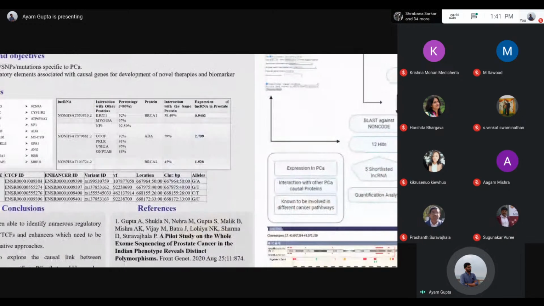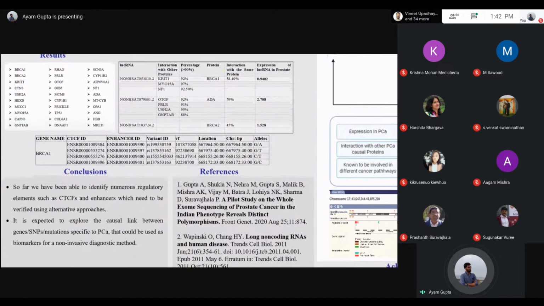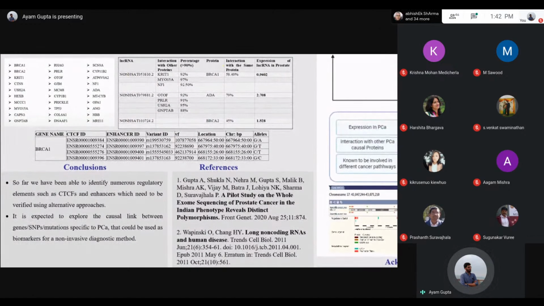If I talk about the results, this panel shows the list of 30 causal genes mentioned here. As you can see, there are many important genes which we found, like BRCA1 and BRCA2, which are well-known mutations in breast cancer, and they have also been reported in prostate cancer, along with P53, ADA. So we are in the process of validating those genes and trying to find the mechanism of how they are regulating prostate cancer pathogenesis. The right side table shows the long non-coding RNAs and their interaction with different causal proteins.